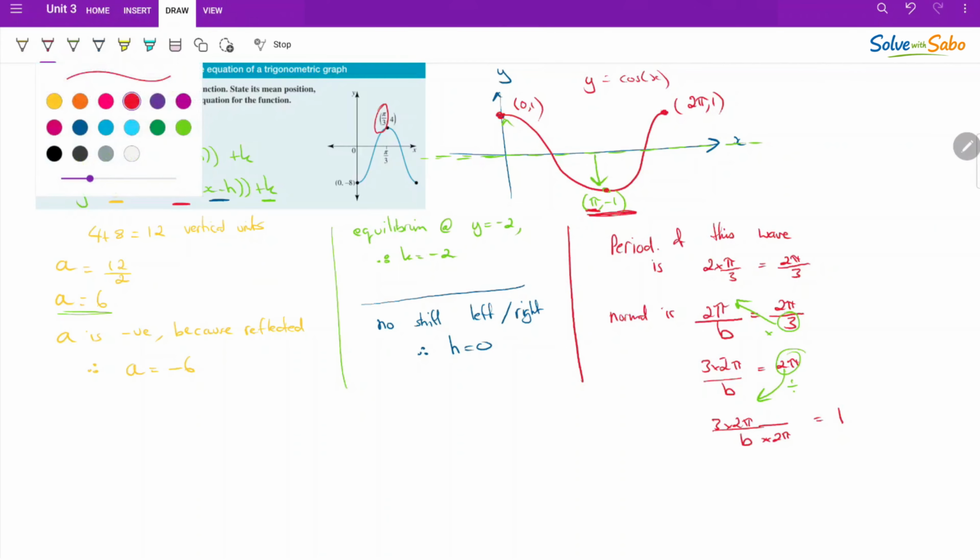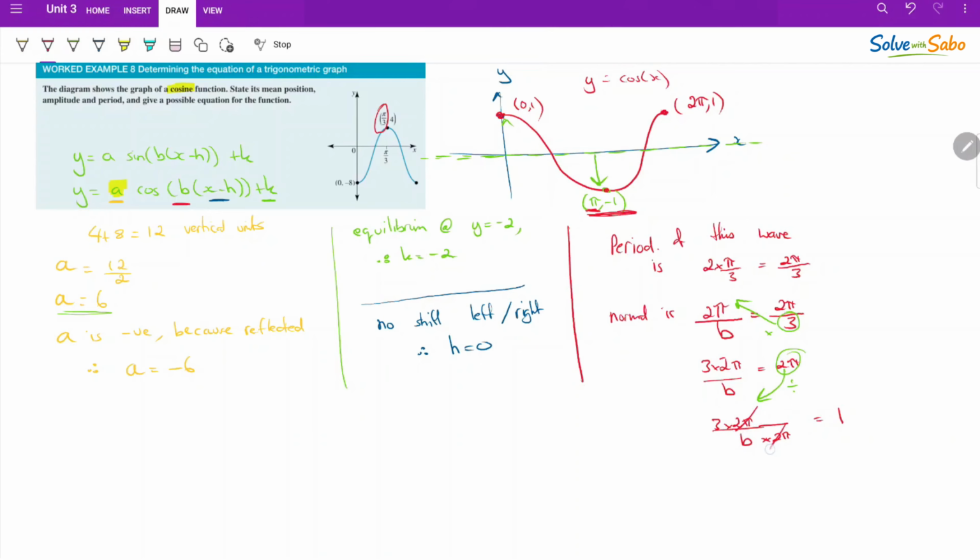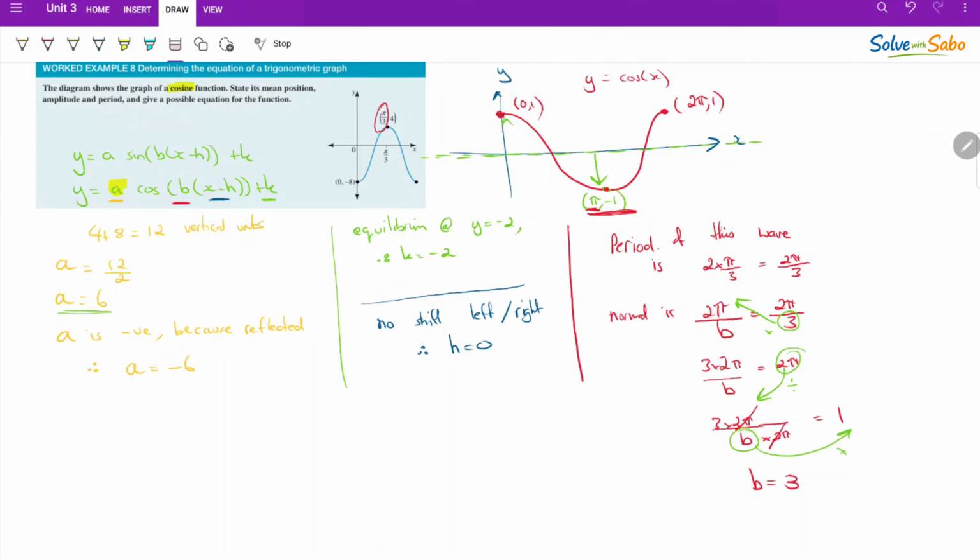And then these 2 pi's cancel out. I'm going to have to bring this B up and multiply it. And what we're going to see is B equals 3. That was a pretty long-winded way of looking at it. What we could have simply done is looked at this section here and simply thought logically, if 2 pi divided by B is the same as 2 pi divided by 3, we could have just come straight from there and said, well, therefore B must be equal to 3.